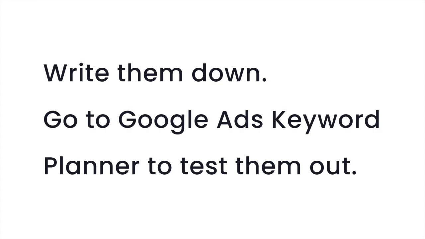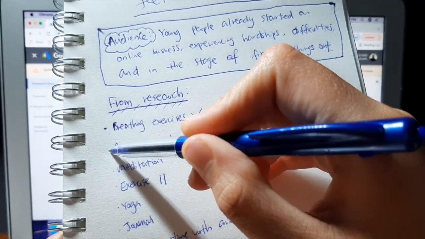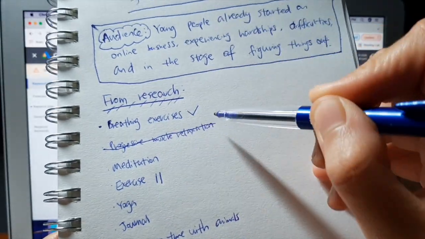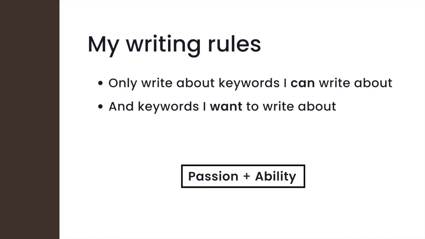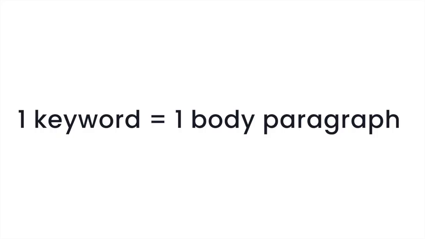Next, after all my beautiful, tested keyword ideas, I need to further narrow them down. Why? Because I only want to write about keywords that I can write about and I'd like to write about. At the end, I only have 5 keywords left. And these 5 keywords will transform into my 5 body paragraphs.